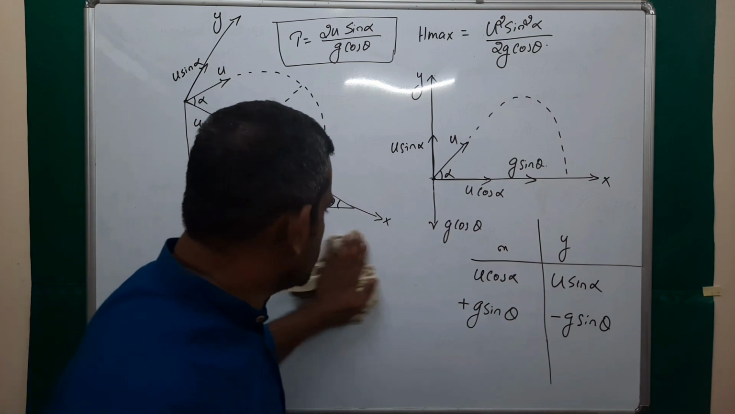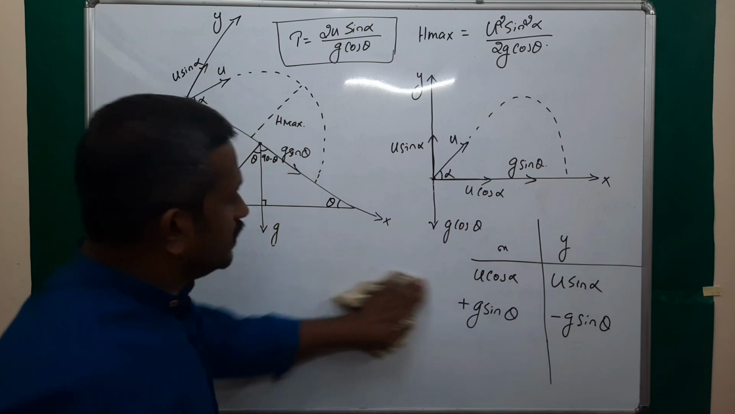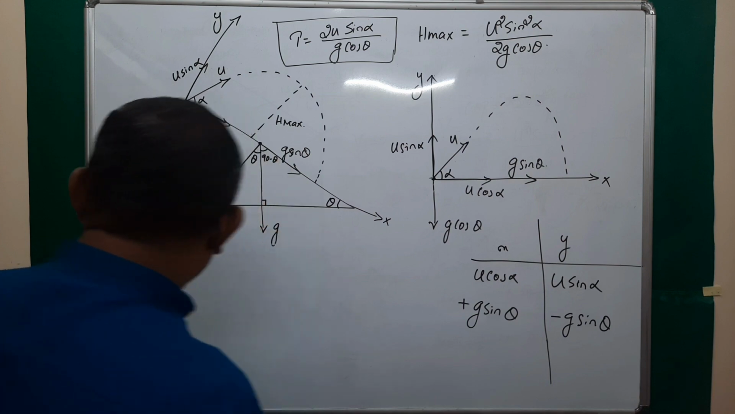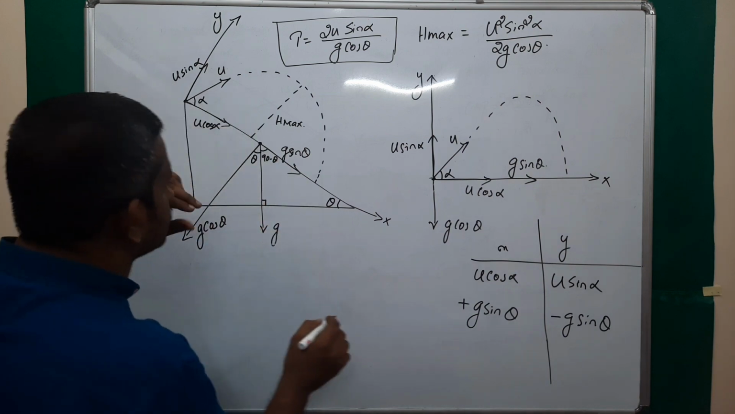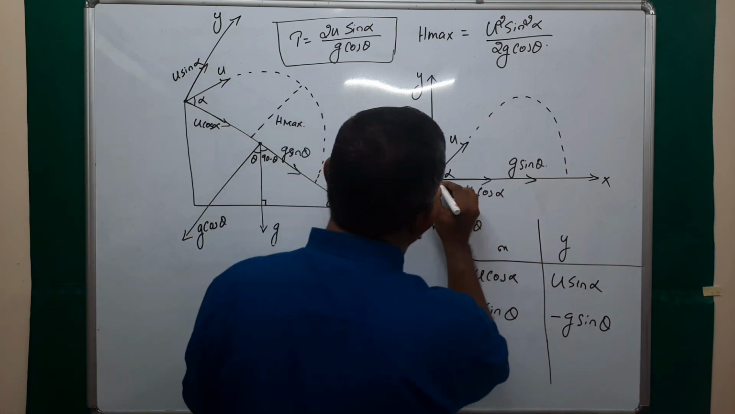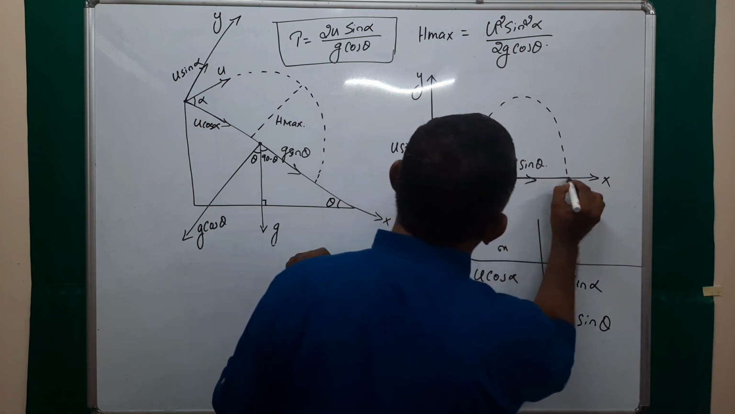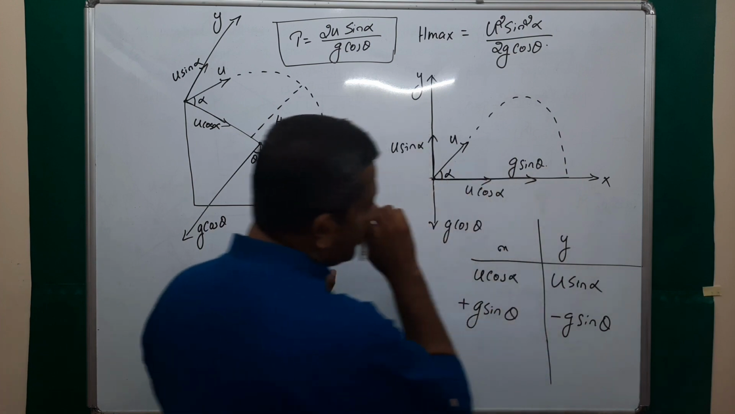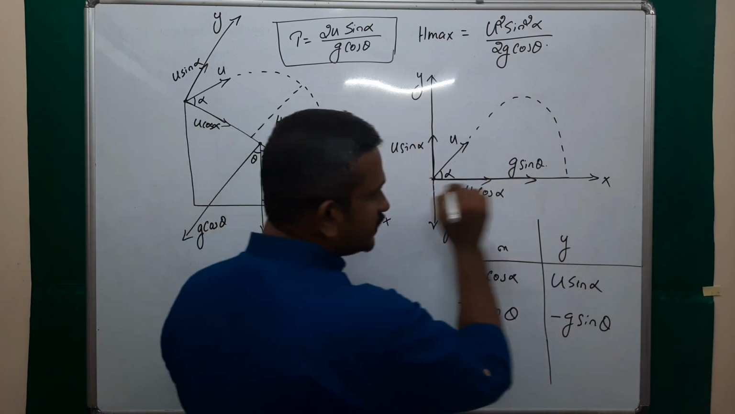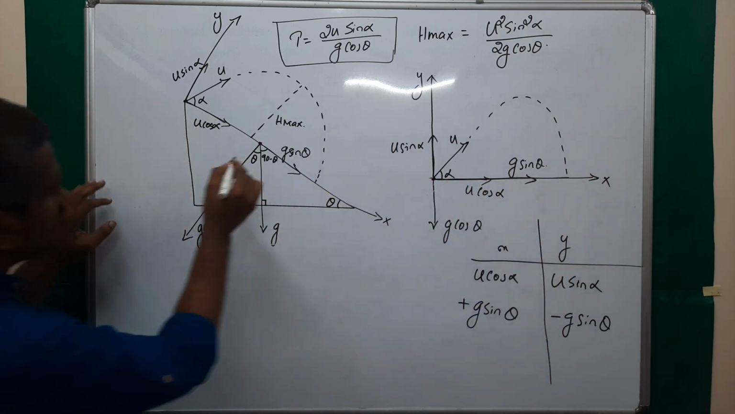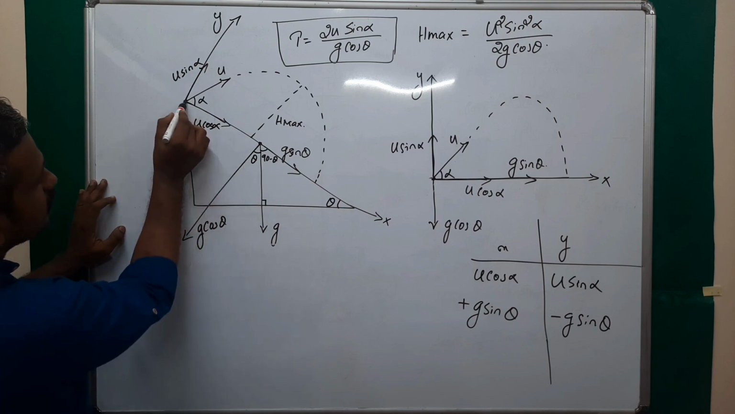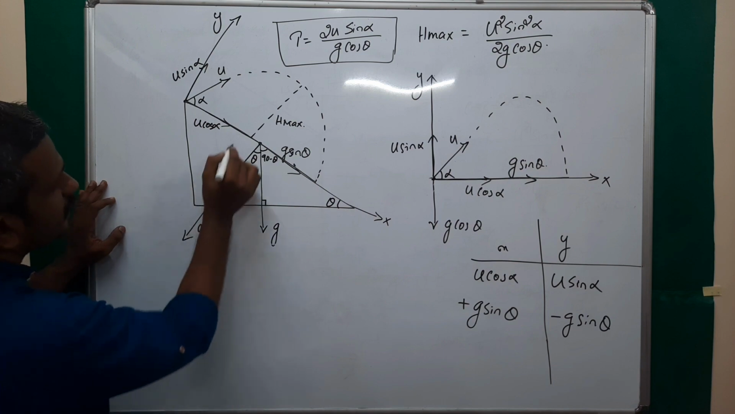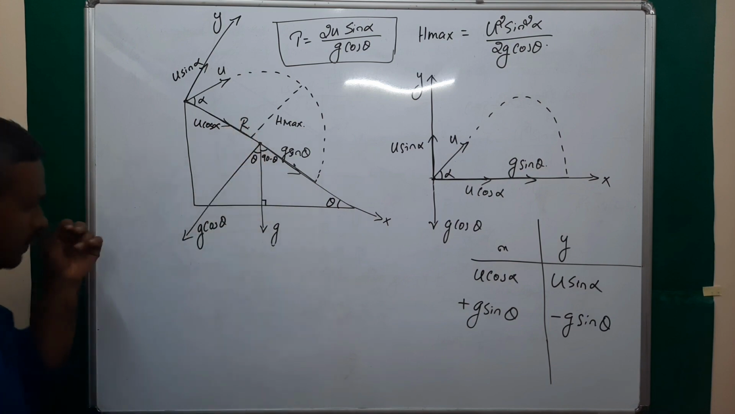So what about horizontal range? Horizontal range, we have to derive the formula. So this is the horizontal range: the horizontal distance covered from the start to the end of the projectile. So how much distance it has traveled in the horizontal direction. In this diagram, this much distance is the horizontal range, that is R.